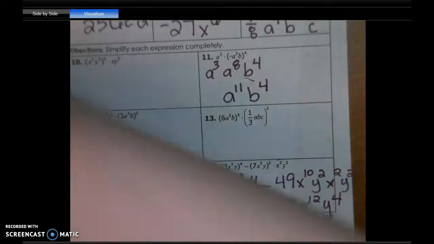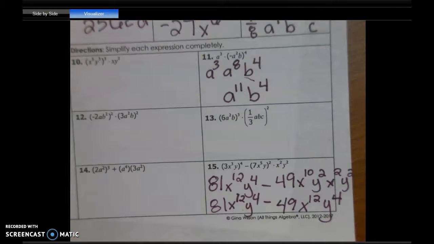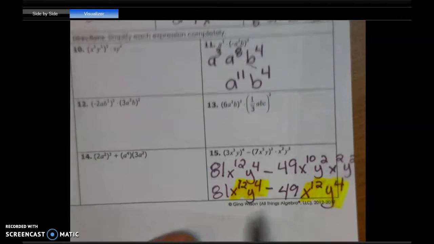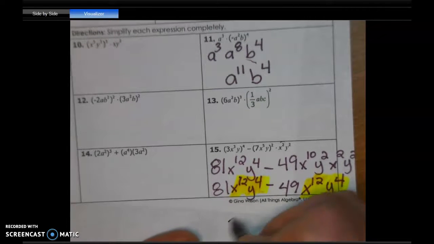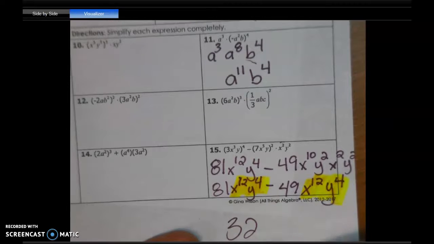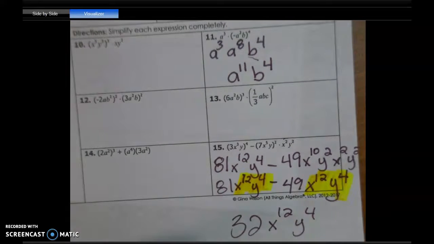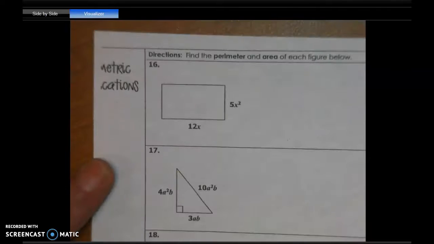Now, these parts match. Okay, see, these match. X12, Y4, X12, Y4. So now we can subtract them, and nothing's going to happen to those highlighted parts. We're going to take 81 minus 49, and I think you get 32. X12, Y4.